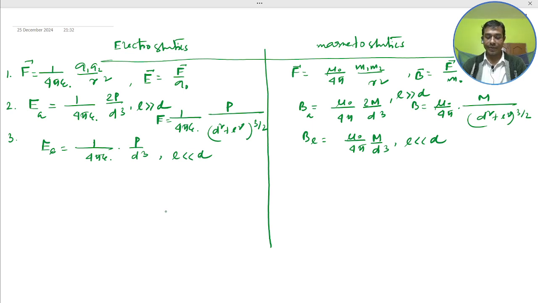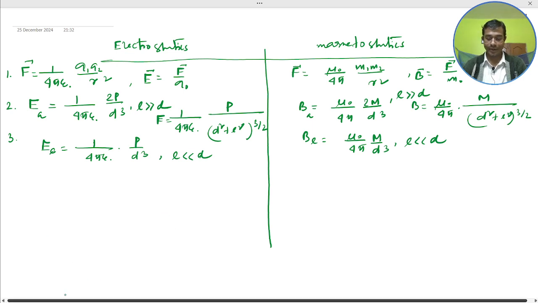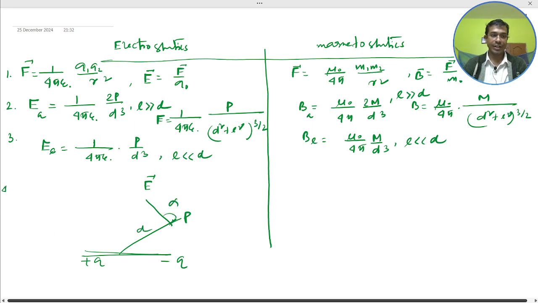Next one, field at any point. This is very important. Suppose this is a charge of plus q and minus q. We have to find the field at this point. Here this is the field direction, here the d, and this is the angle alpha. So we just write the electric field at the point P as 1 by 4 pi epsilon naught p by d cube root over 1 plus 3 cos square theta.